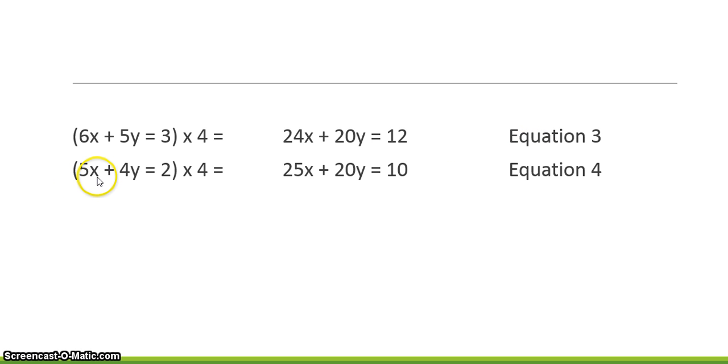Then, here is my original second equation. I multiply that by 5 and I get 25x plus 20y is equal to 10. Sorry, I said 4 earlier, that should be 5. 5x times 5 gives me 25x. 4y times 5 gives me 20y. 2 times 5 gives me 10.